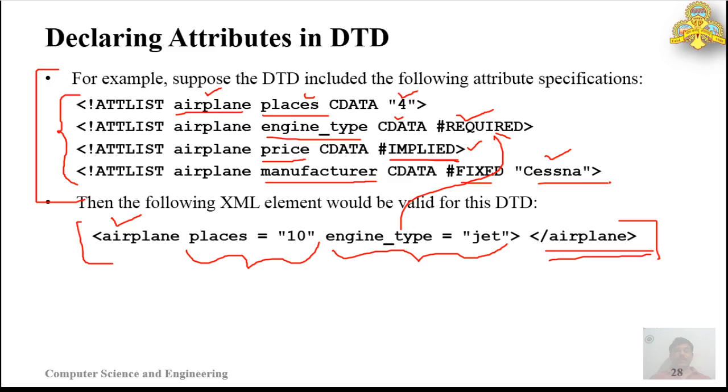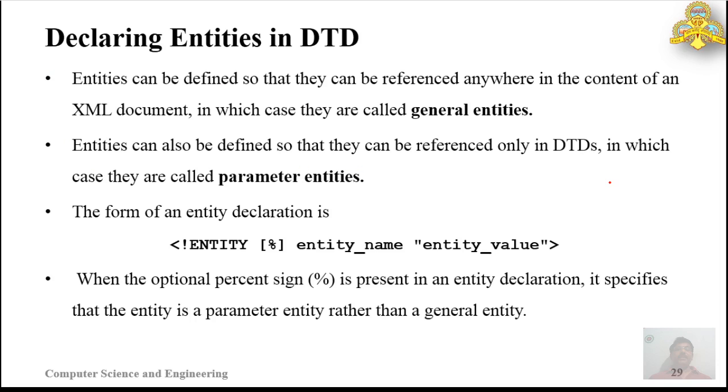Declaring entities is another option in the DTD, that is the document type declaration, and it can be referenced anywhere in the content of the XML document. So entities can be utilized in our XML document, and generally they are called general entities. These entities can be textual data, images, audios, or any other long string information that can be used repeatedly within the XML file.